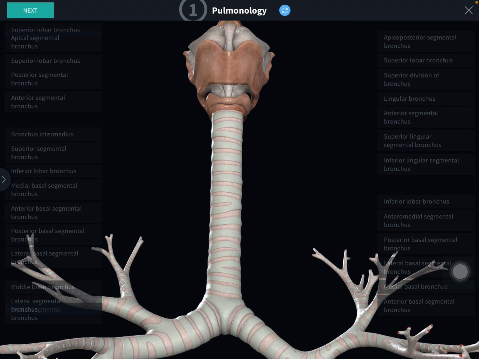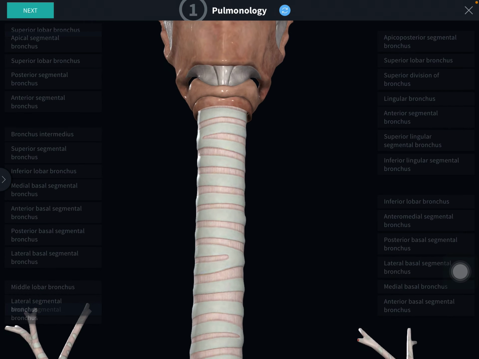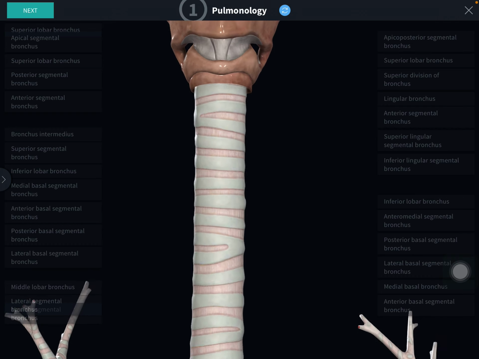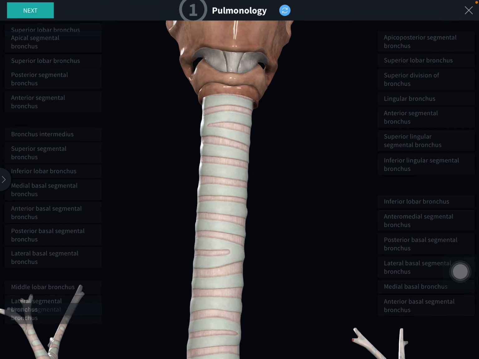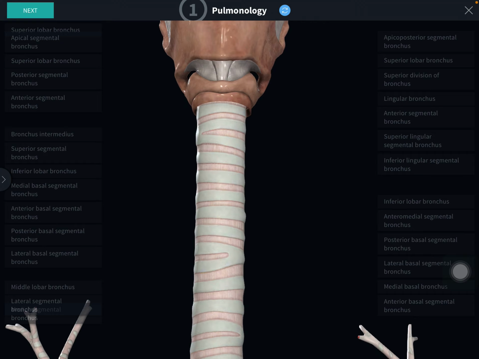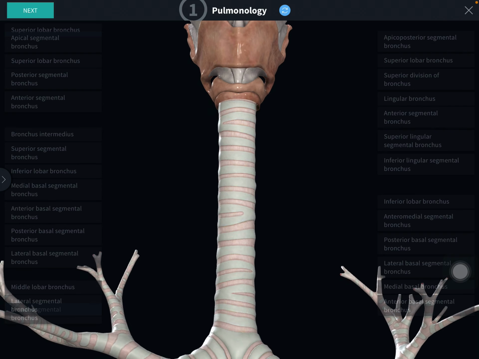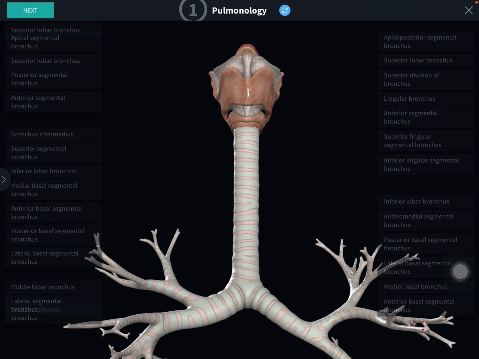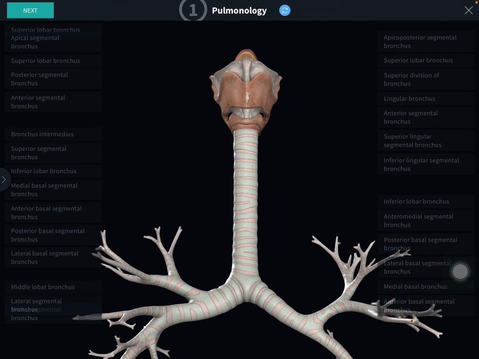It begins at the lower border of cricoid cartilage. So what you are seeing is the cricoid cartilage. From that lower border of cricoid cartilage, it begins opposite to the vertebral level C6. Course: it passes downwards through the neck and also the superior mediastinum of thorax. Termination: the trachea ends by dividing into right and left bronchi opposite the sternal angle.